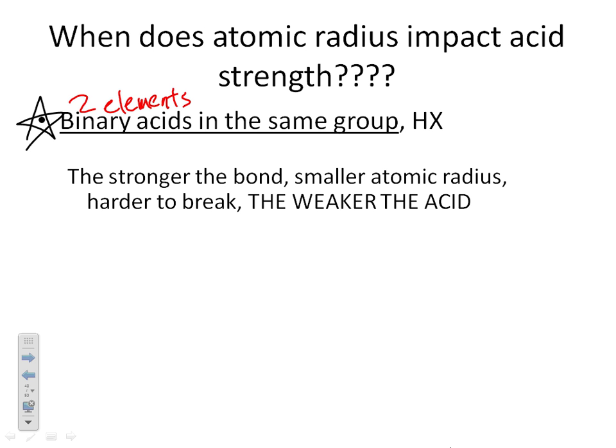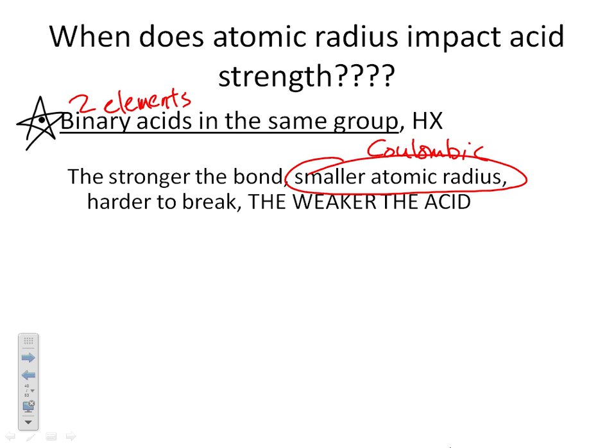Once again, it comes back to this bond. It really is all about the bond between hydrogen and whatever it's bonded to. In this case, it's that HX bond. The stronger the bond, the harder it is to break, the weaker the acid. Well, how do you make a strong bond? Smaller atomic radius. Remember, this is a Coulombic force of attraction issue. The closer two particles are to one another, the greater their force of attraction.